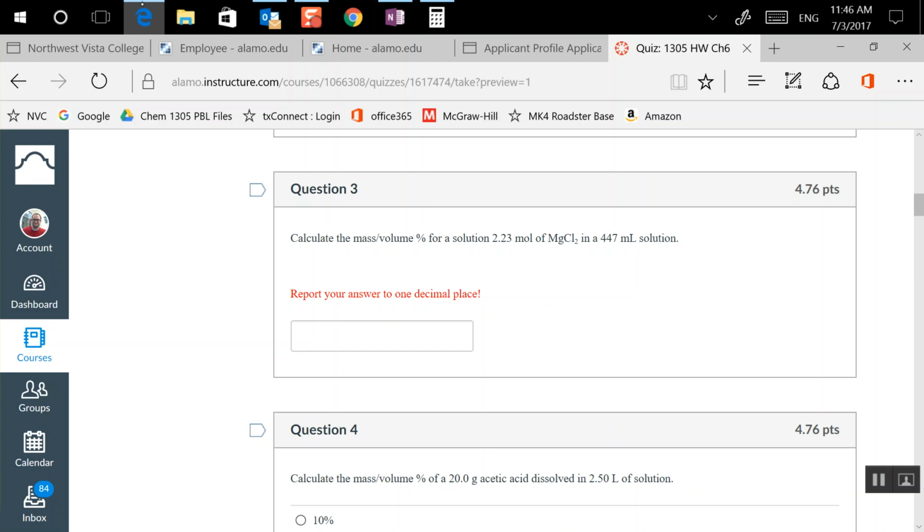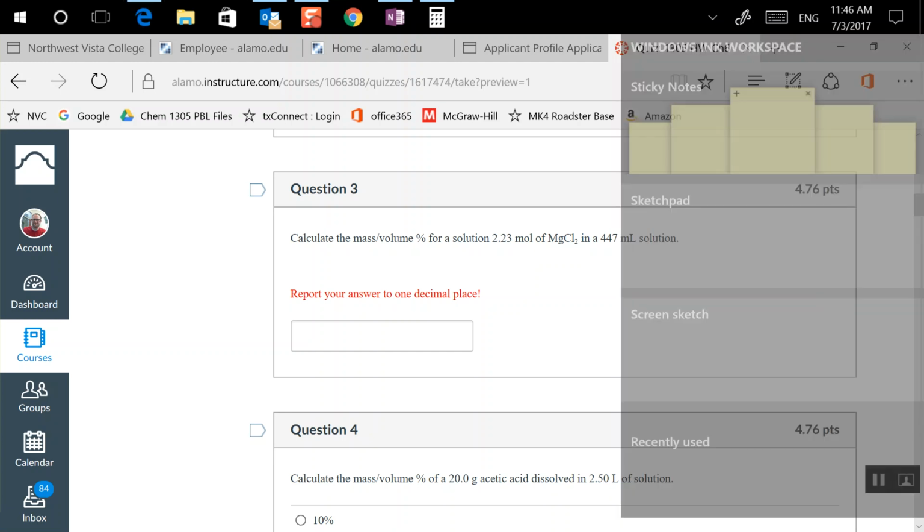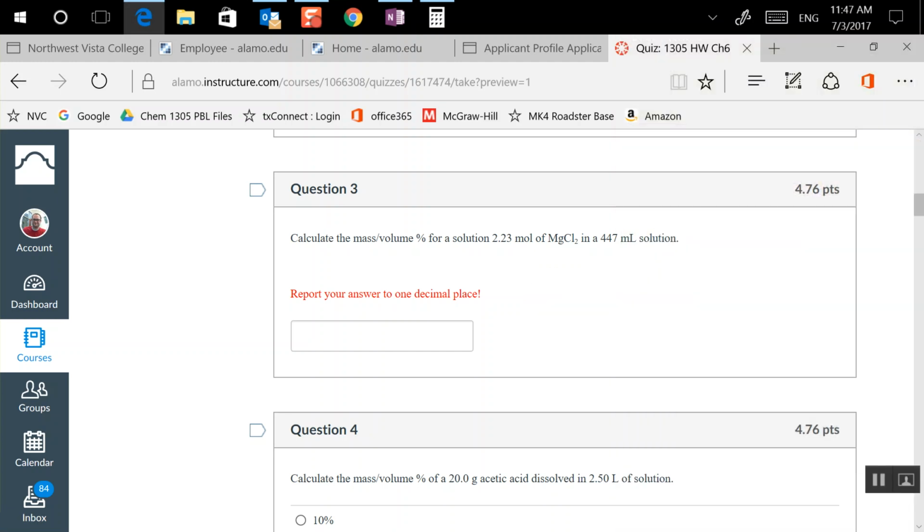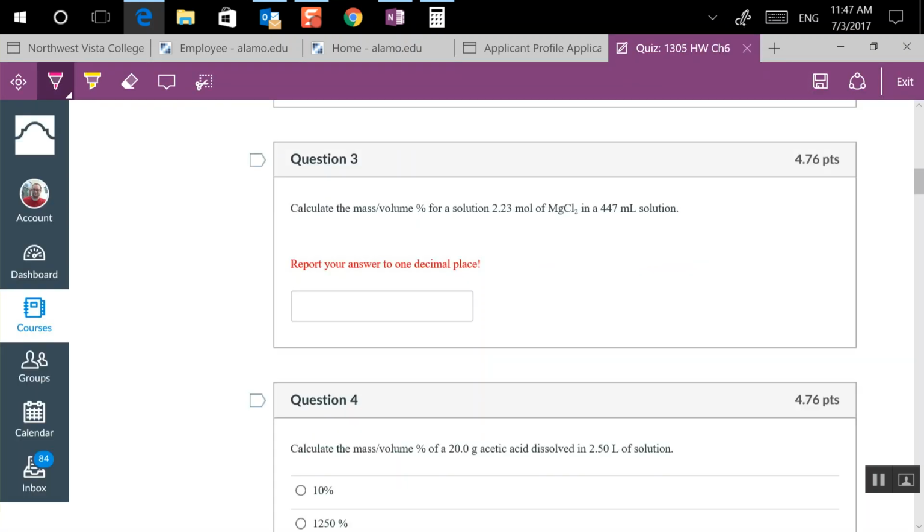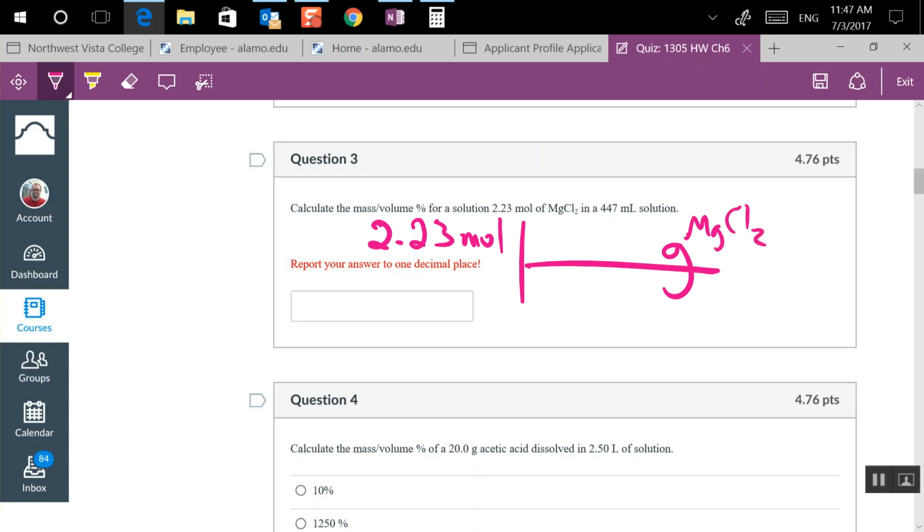So I would need to take that 2.23 moles of magnesium chloride and convert it to grams of magnesium chloride. Moles are always 1 gram... I'd have to find the mass of magnesium chloride, and then I could use that number divided by 447 times 100. And then can you scroll back down to like 5 and 6?